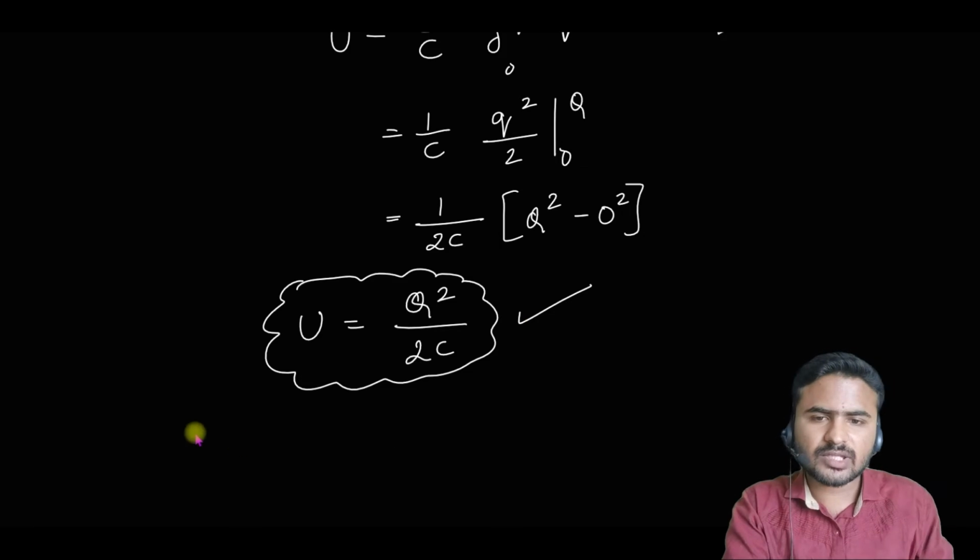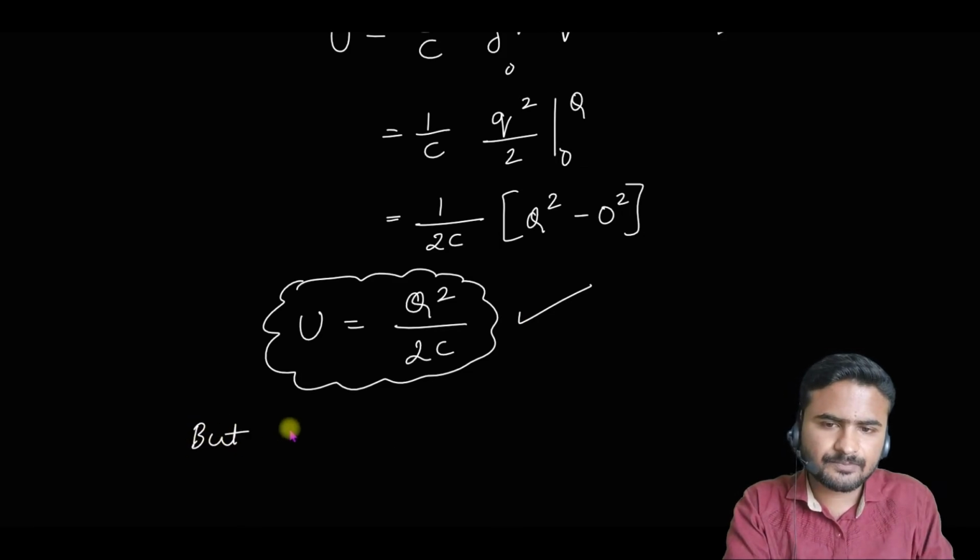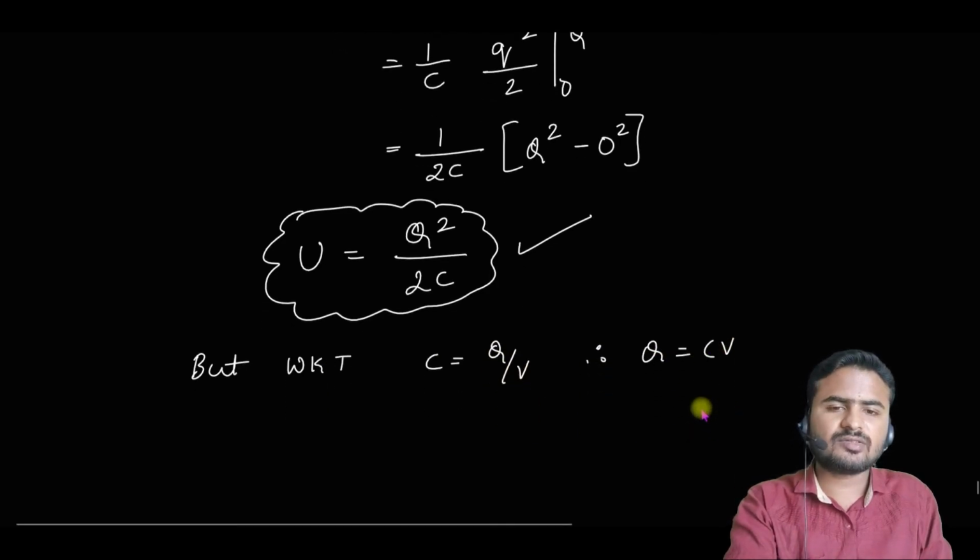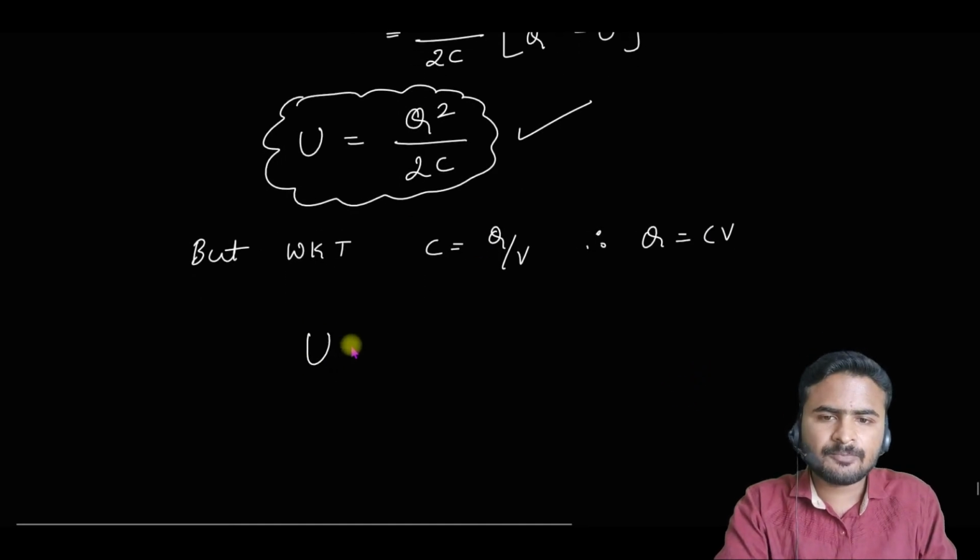Now we also know that C is equal to q by v. So therefore q can be written as C into V, right? So substitute q as C into V. What do I get?